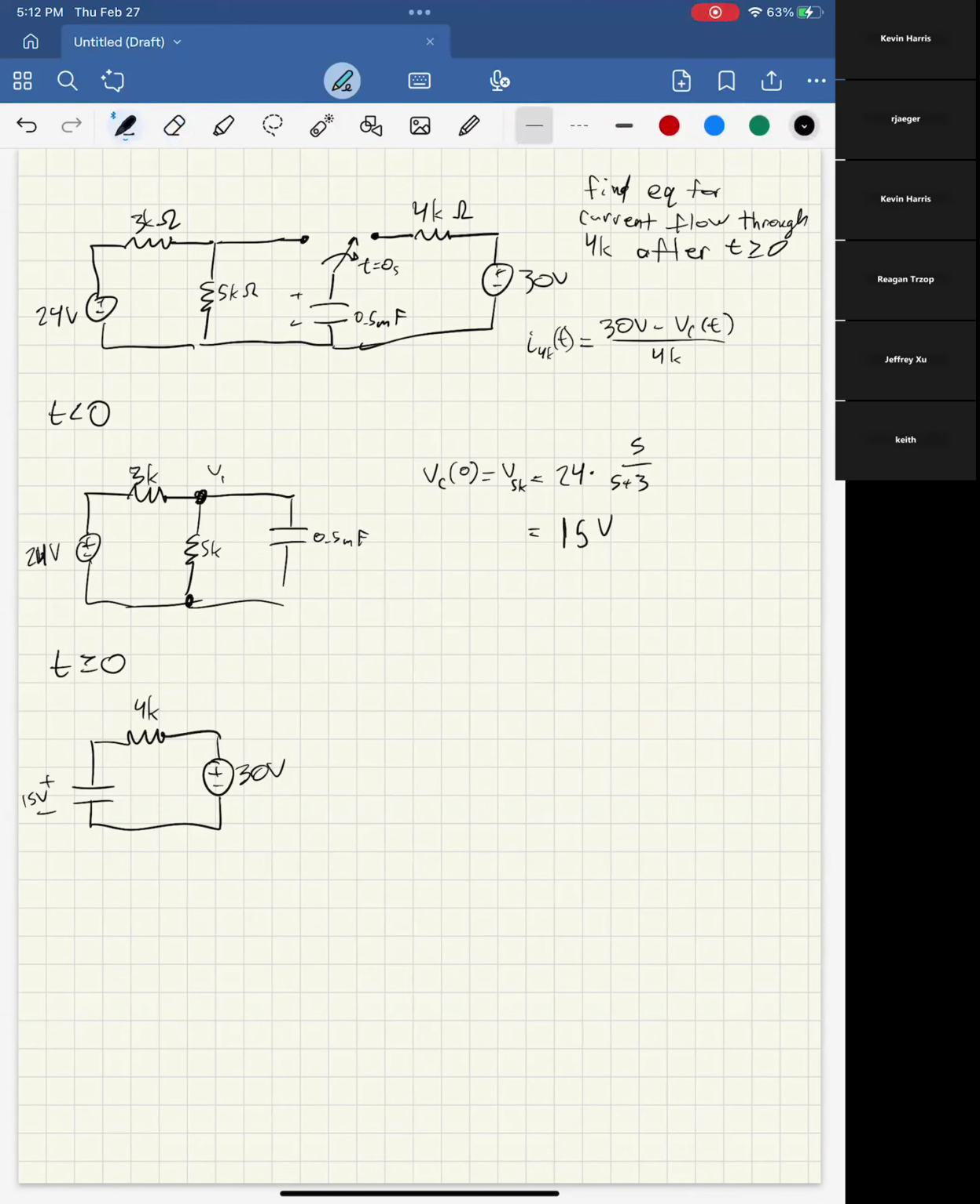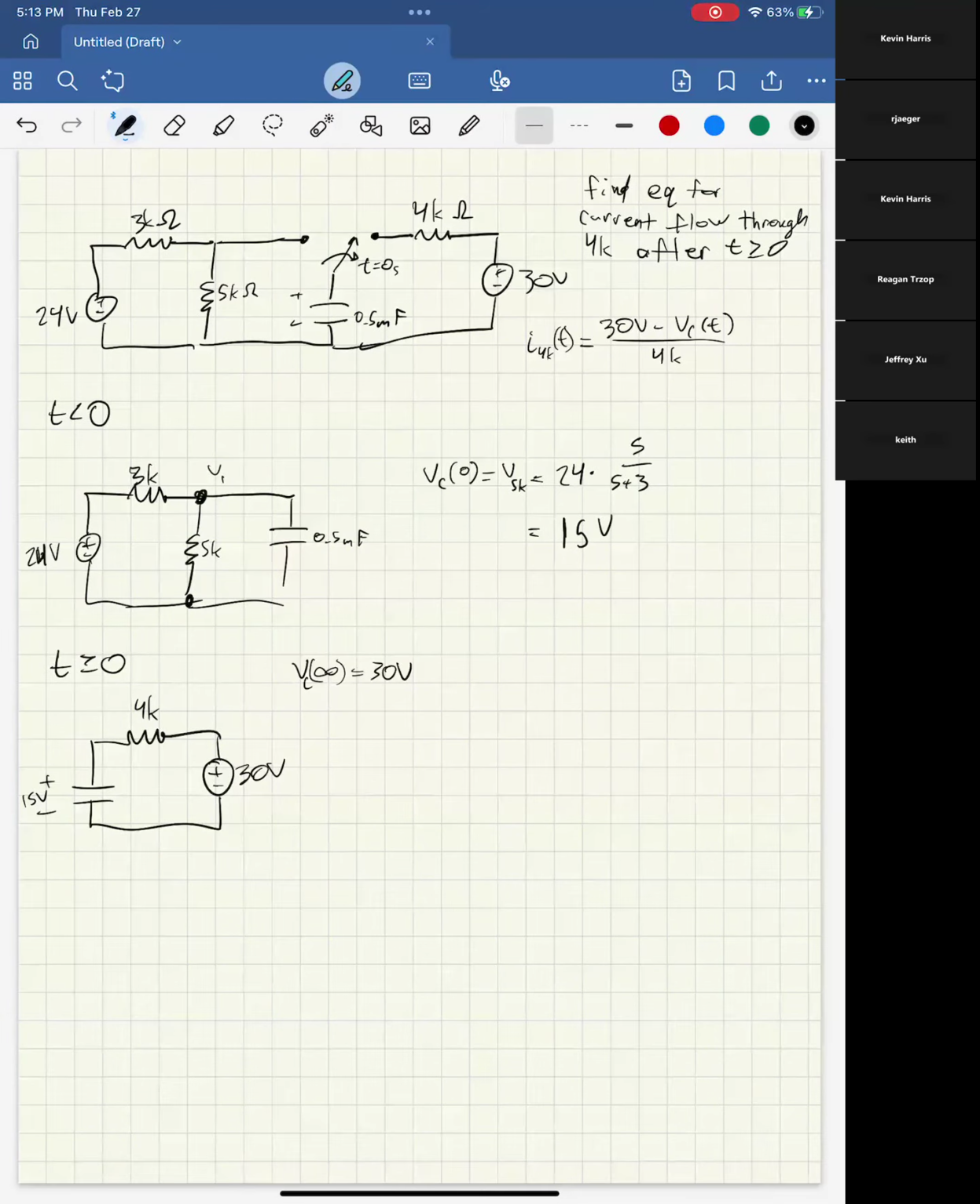So here, again, we can say just because of this source and because there's no other path, we can just say that V of infinity is equal to 30 volts. And then we want to find the time constant.